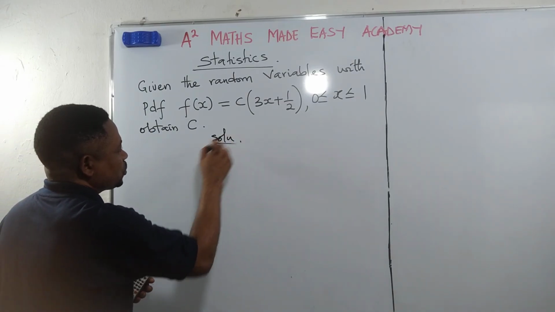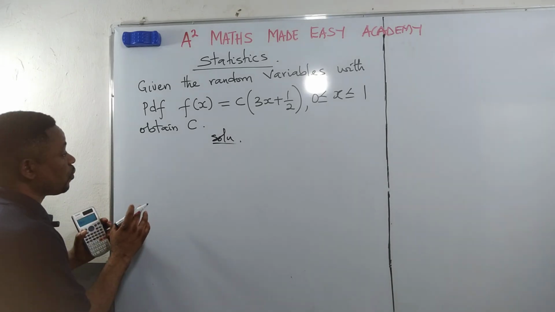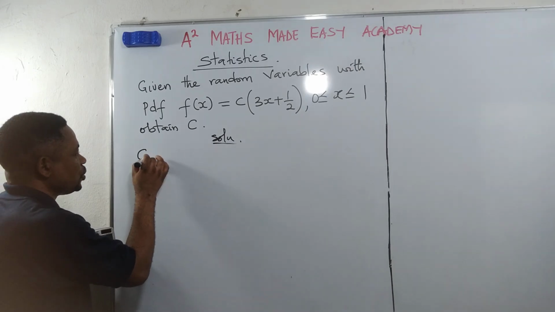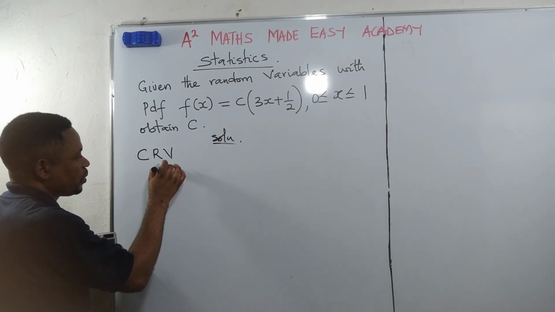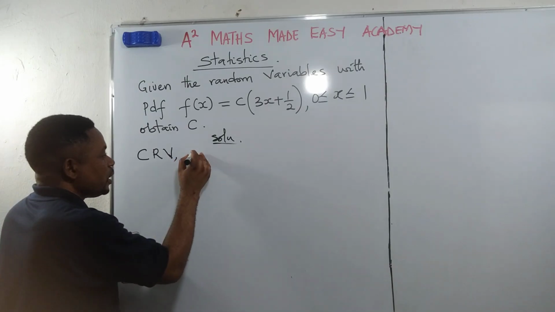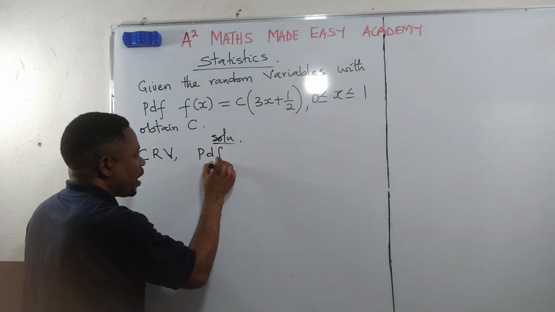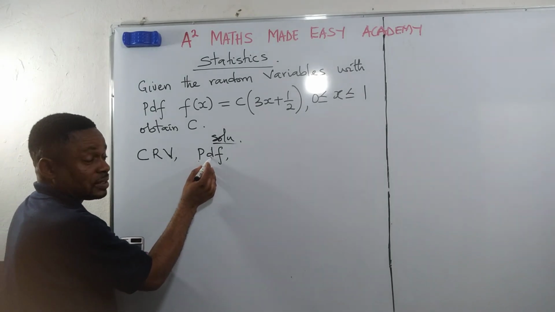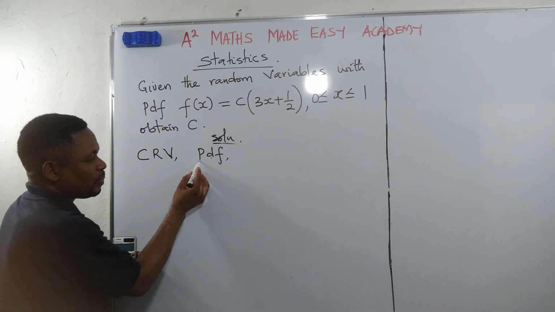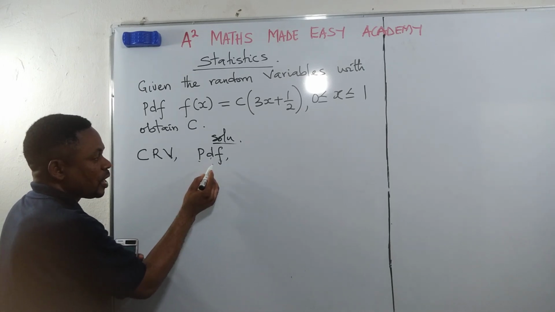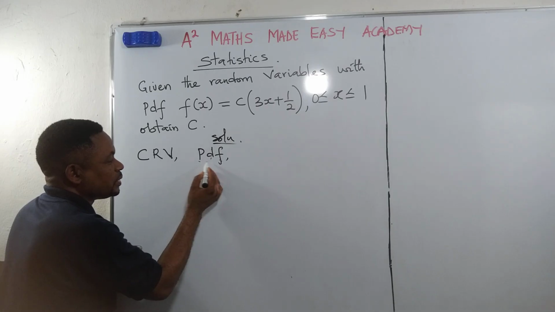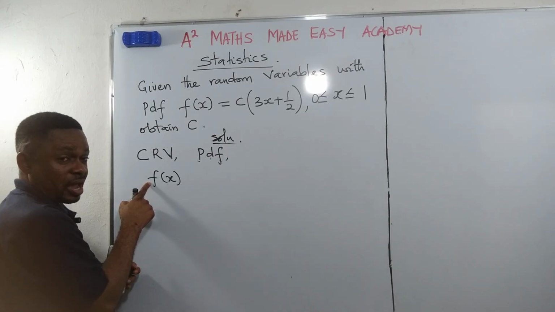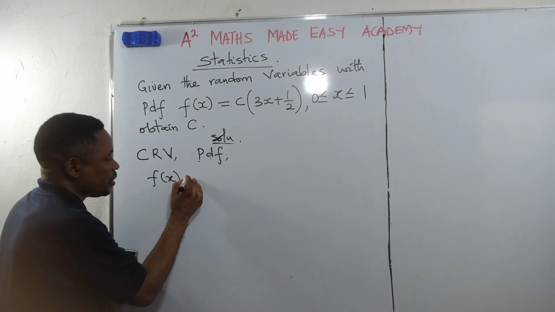I want you to observe this particular question. Now this question comes from what we call continuous random variable, and continuous random variable is made up of PDF. Are you with me? What's the meaning of PDF? Probability density function. I repeat, probability density function. And every question that has to do with probability density function is always considered as f of x, and f of x is already given in the question.